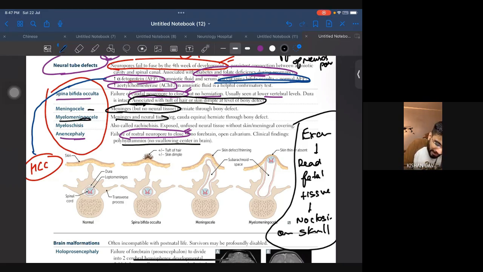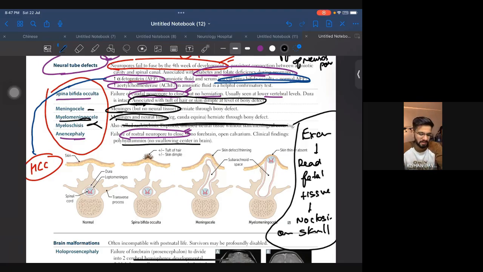Myelomeningocele: meninges and neural tissue. This is how you will be distinguishing. Myelosclerosis, they never ask, so you can avoid this. Don't get confused, avoid unnecessary information. So these are the four defects that you need to remember.